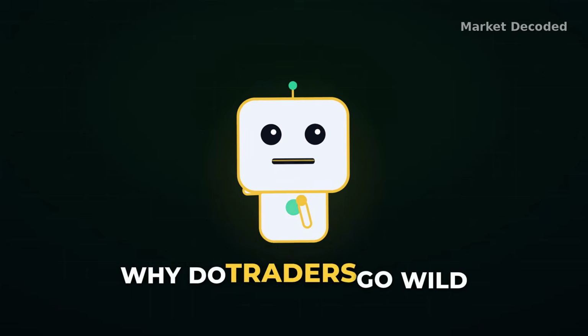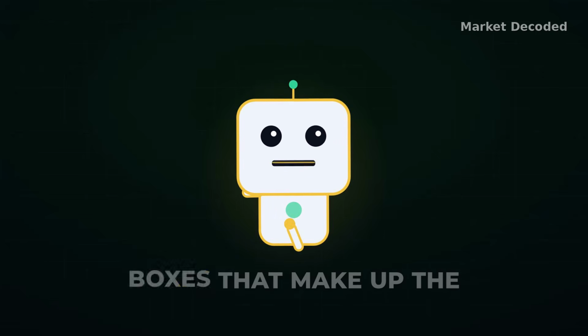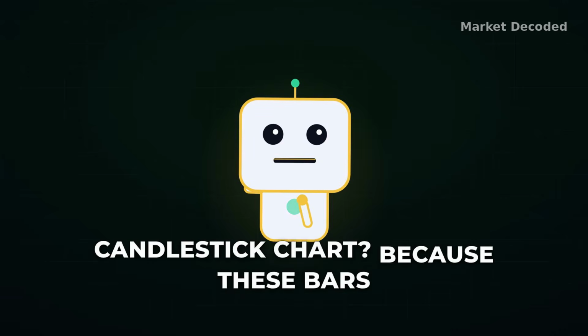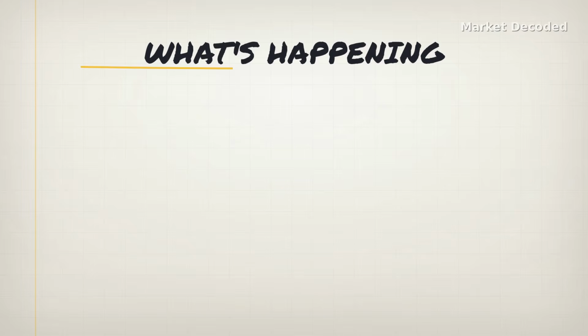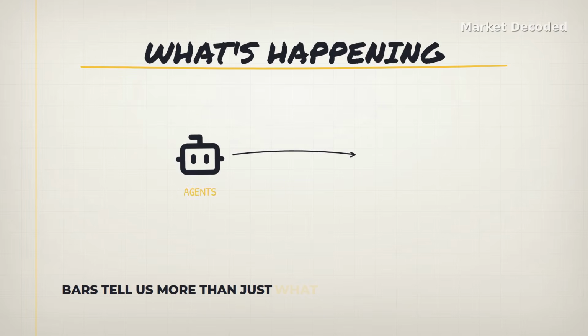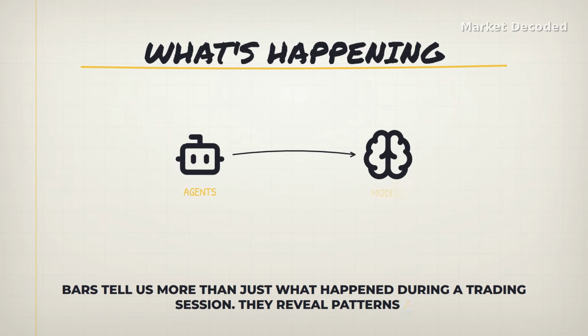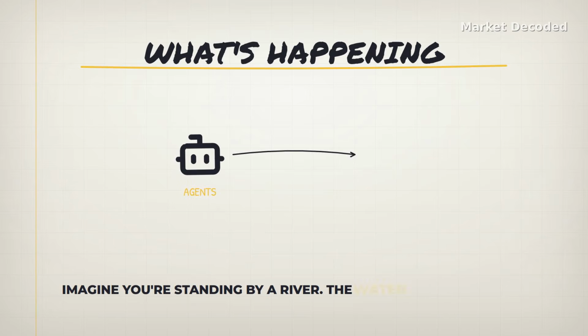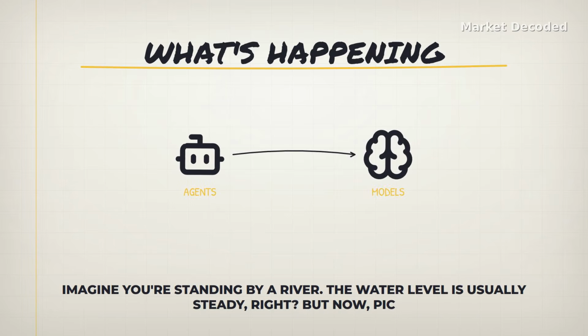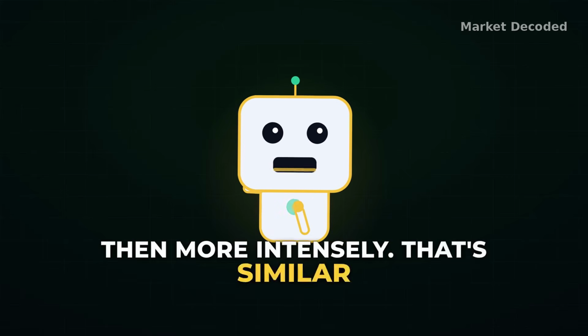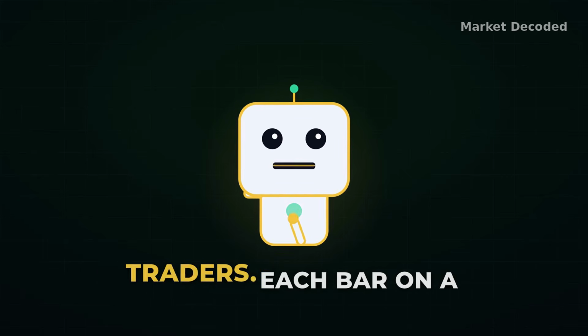So you got the volume and shadows down, right? But why do traders go wild over those little lines and boxes that make up the candlestick chart? Because these bars tell us more than just what happened during a trading session. They reveal patterns and trends, like seeing ripples in a pond can predict where a storm might hit next. Let's break it down. Imagine you're standing by a river. The water level is usually steady, right? But now, picture a time when the water starts to move, first gently, then more intensely. That's similar to what candlesticks do for traders.